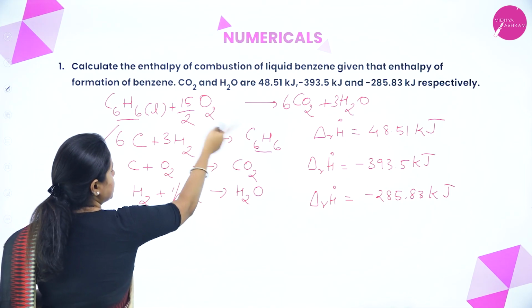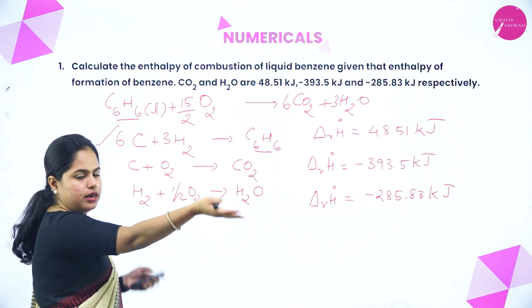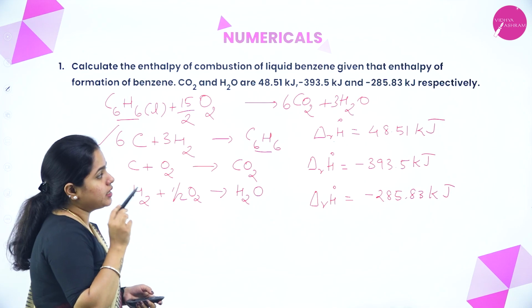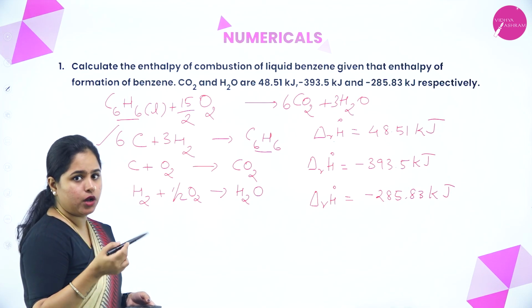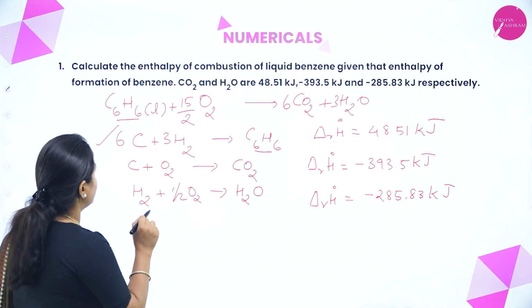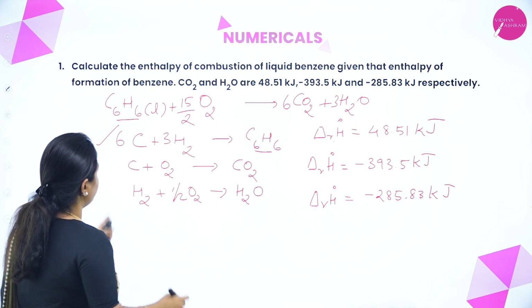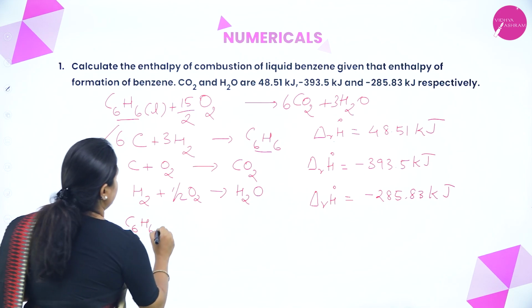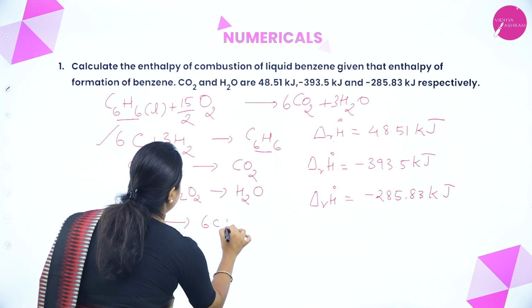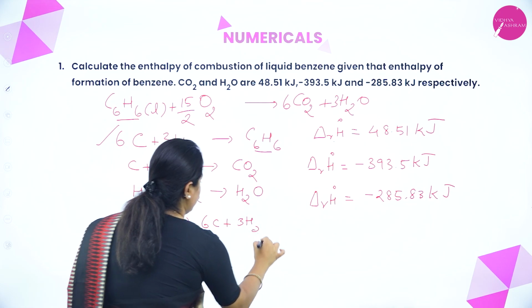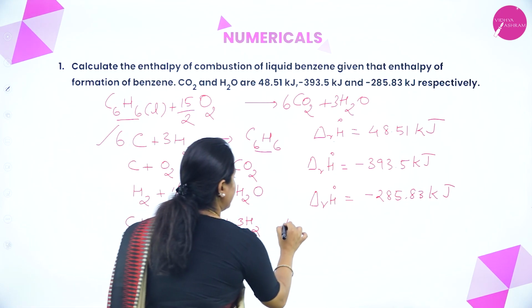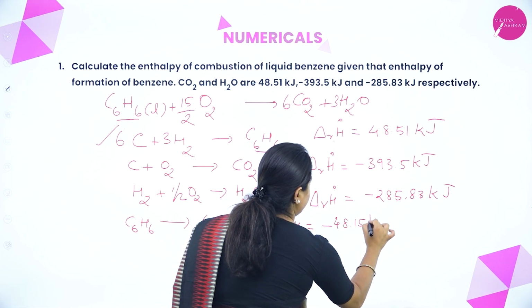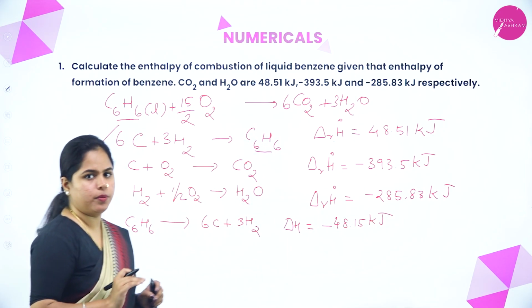So C6H6 comes here and this comes to the other side. I am going to reverse this. So what happens to the enthalpy of the reaction? It is plus 48.51. Now it becomes minus 48.51. So I am going to write that particular reaction here. That is C6H6 gives 6 carbon and 3 H2. Just reverse the reaction. So the enthalpy now becomes minus 48.15 kilojoule. Any doubt in this? I hope it is clear.